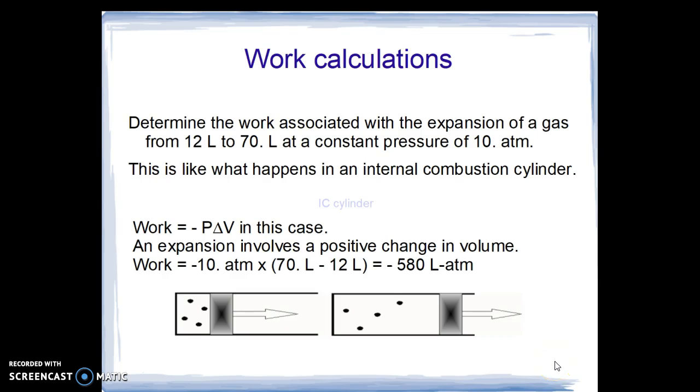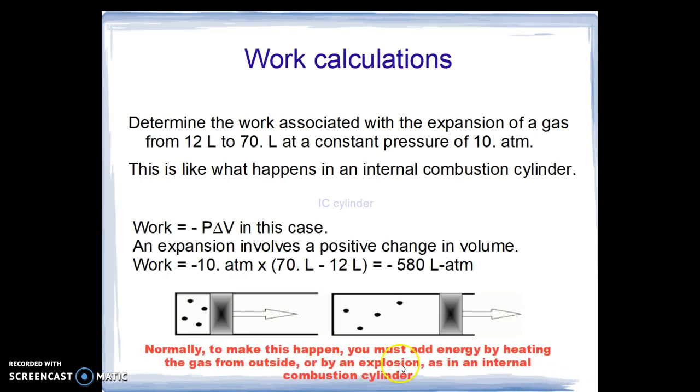This is a diagram of the expansion, and just to justify this, normally an expansion like this doesn't happen by itself. You have to add energy either by heating the gas, say with a blowtorch or something from the outside, so you heat this gas and it expands, or by an explosion. Now, that is a negative change in energy which shows up as the expansion, and that's justifying the fact that this is a negative work.